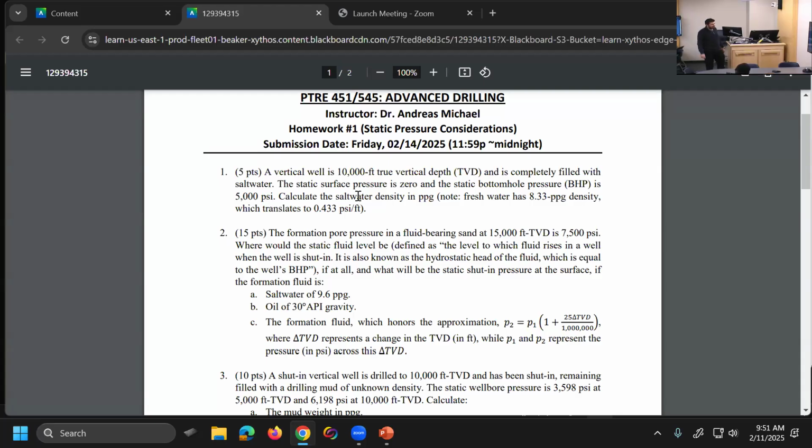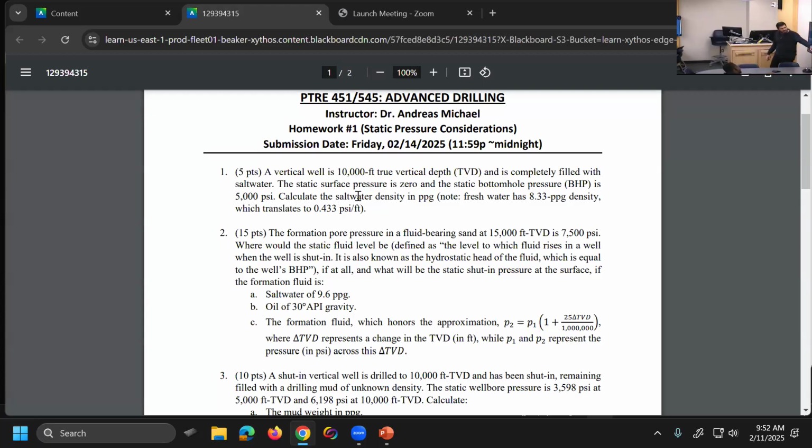Basically, it's asking for a static fluid level. But for section A, I'm giving you the density, so that becomes basically like the first question. For the second one, I'm not giving you the density, I'm giving you API gravity. You can convert that to specific gravity and then multiply that by the density of fresh water, which is 8.33, and you get the density in ppg.